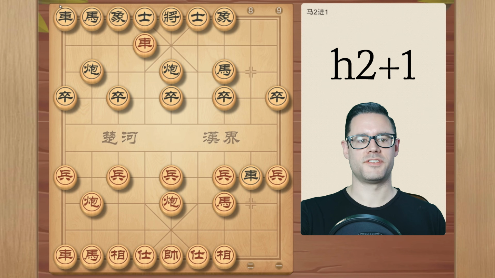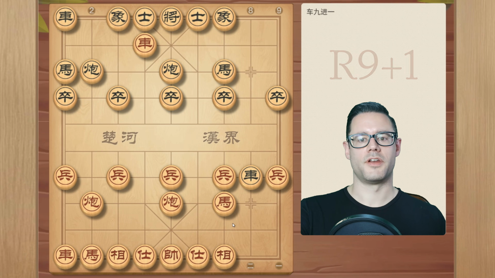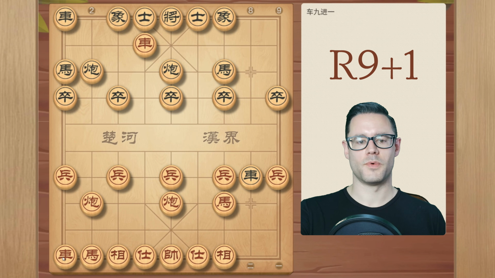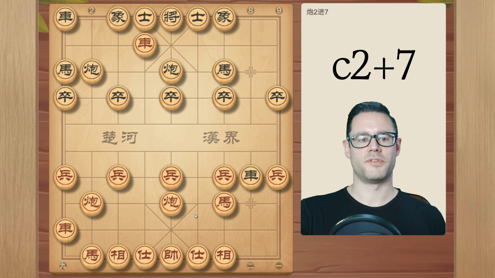So that's the horse on file 2, 1, 2. Remember, on the left-hand side is 1 for the opposing player from our perspective. So H2 plus 1 doesn't mean they move forward 1 space. It means they move to file 1, which is right here. R9 plus 1, we move our chariot, our rook, on file 9 forward 1 space. So if our right-hand side is file 1, our left-hand side is file 9, move this rook forward 1 space. R9 plus 1. C2 plus 7, cannon on file 2, 1, 2, moves forward 7 spaces.